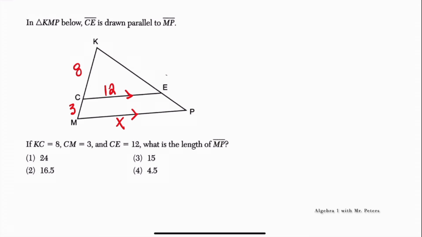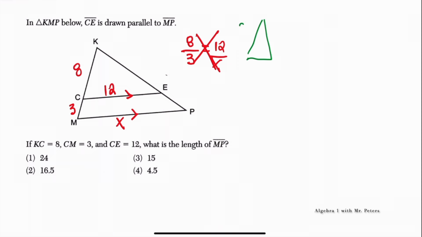Now, I think a lot of students get this wrong because they want to use a proportion, which we can, but they set it up as 8 over 3 divided by 12 over X. And this is wrong, family. What we should do, this is optional, draw it out.